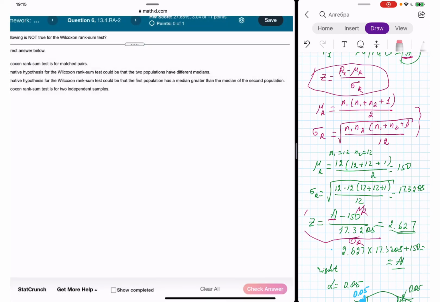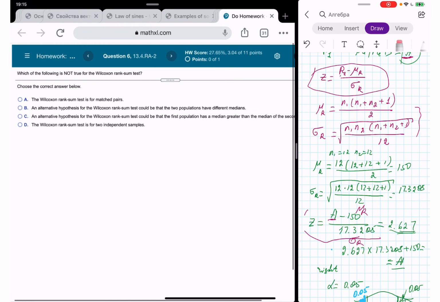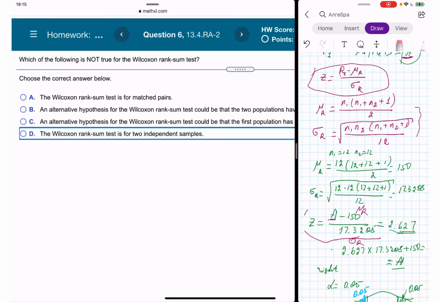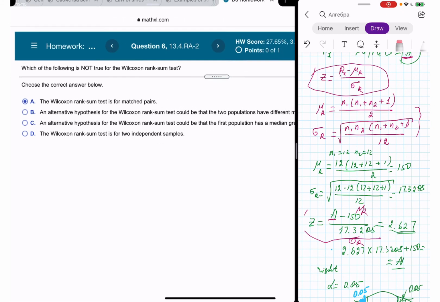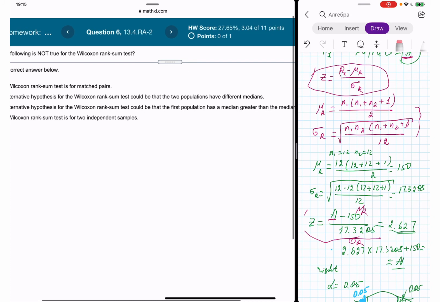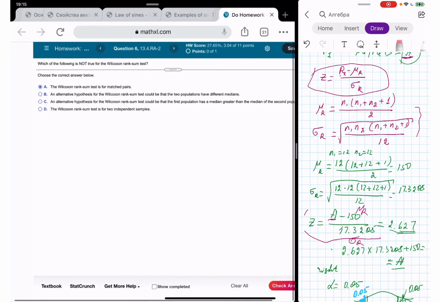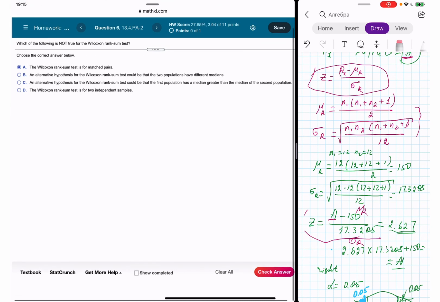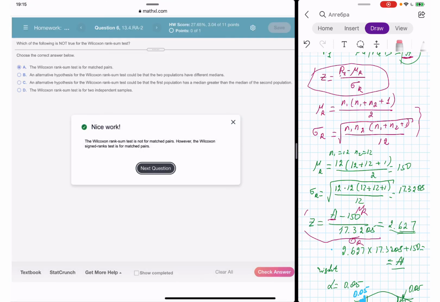Next question, question number 6. Which of the following is not for Wilcoxon rank sum? The Wilcoxon rank sum test is for matched pairs. Well, this one is not, because Wilcoxon signed rank is for matched pairs. An alternative hypothesis for the Wilcoxon rank sum test could have two populations having different medians.